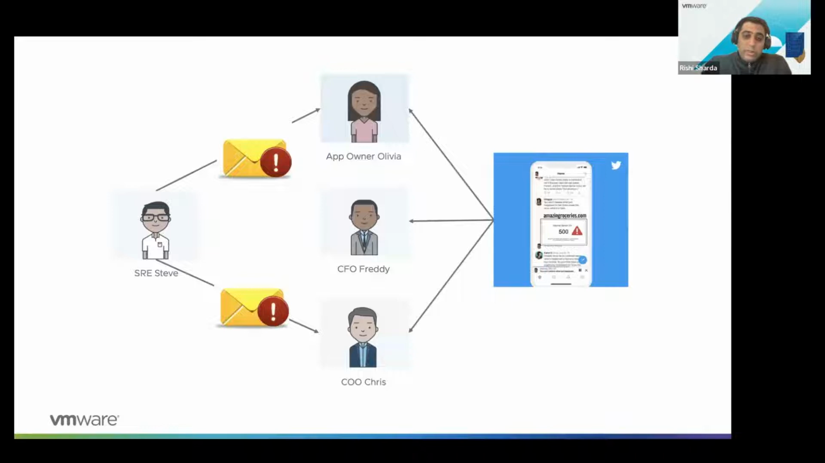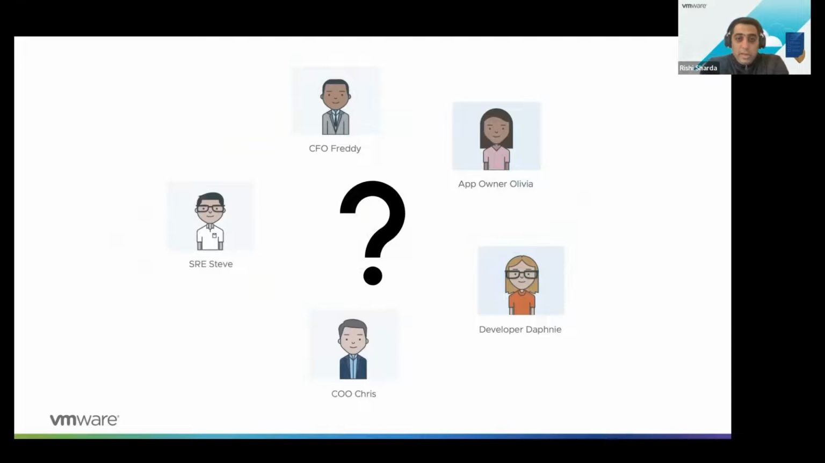However, those personas also got to know about the error through social media, and they weren't happy about the beating Amazing Groceries' reputation was taking. So they had an emergency stakeholder meeting. In that meeting, they wanted to discuss what it would take for them to get a handle on the situation.